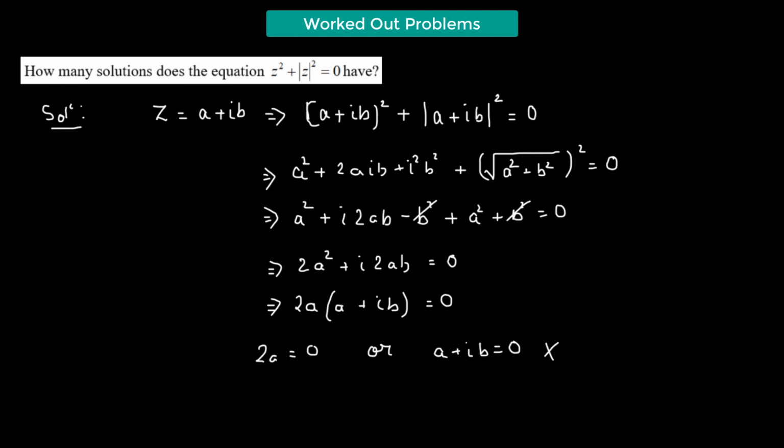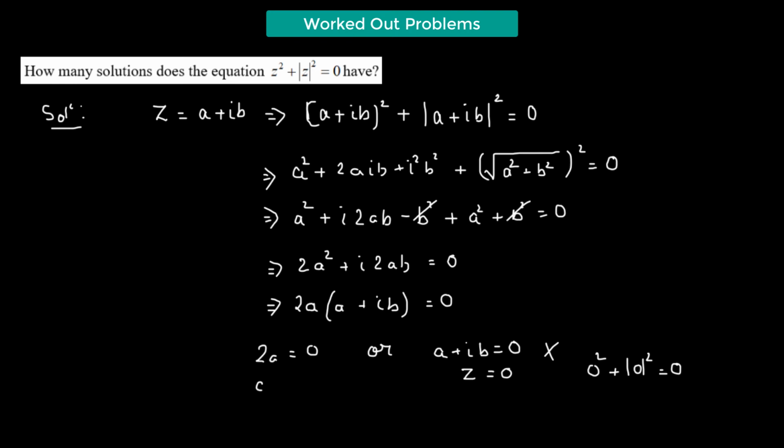However, we're going to reject this particular solution because it is going to be trivial, because we know that this gives us z equals 0, and we know that 0 squared plus absolute value of 0 squared is always going to be 0. So this is a trivial solution, so we're not going to consider this.